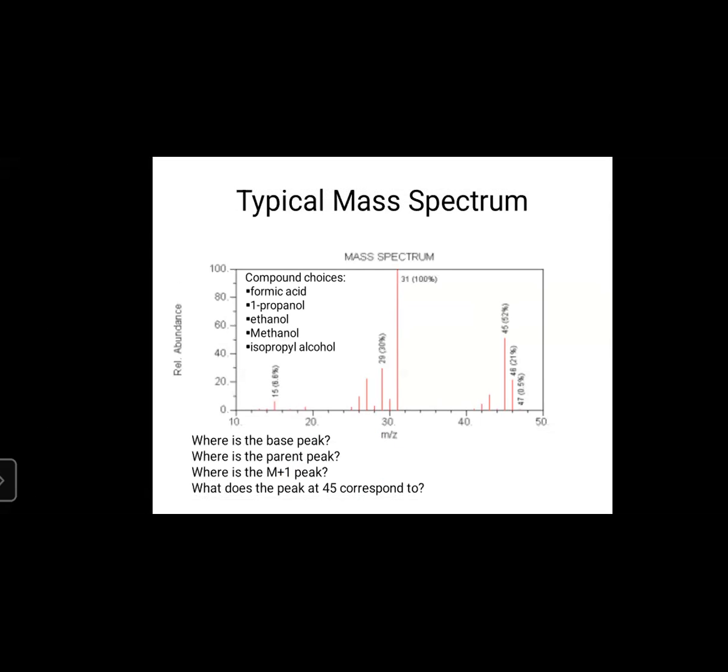Because we ruled out formic acid. I showed you all the fragmentation patterns for that. And then we also ruled out all of the other compounds with the exception of ethanol, which had a molecular weight of 46 grams per mole. So that was the parent compound. And so because of that, that's how we knew that was ethanol.